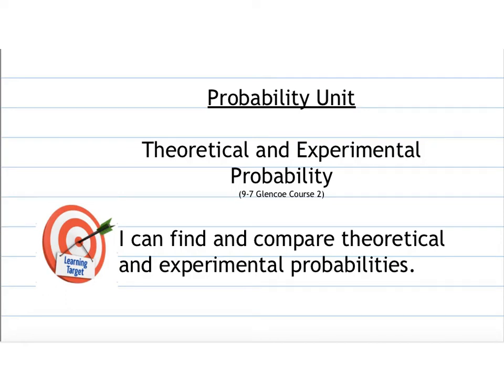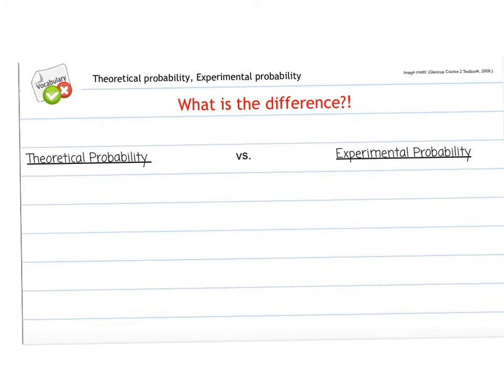Hello, sixth graders. We are in our probability unit, and our lesson today is theoretical and experimental probability. Our learning target is I can find and compare theoretical and experimental probabilities. Okay, so two vocab words here for you. The first one being theoretical probability.